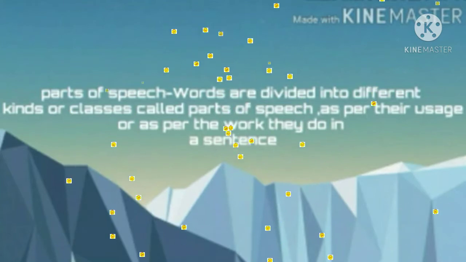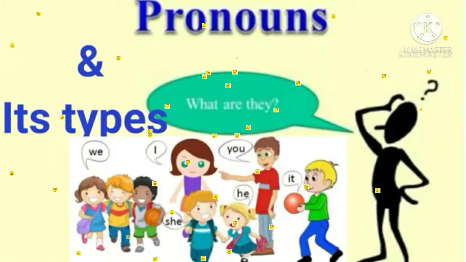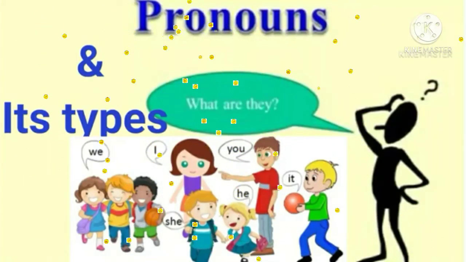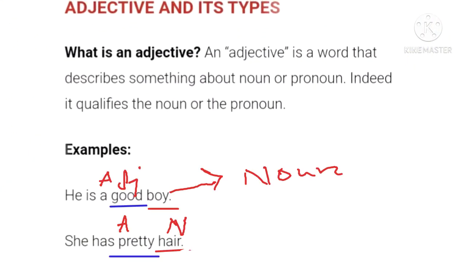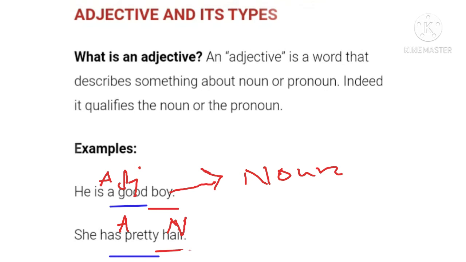So we have already discussed pronoun and preposition. Today let's learn about the adjective and its types. Children, an adjective, as the name suggests, adds to the noun or the pronoun. That means it's a describing word which describes or says more about a noun or pronoun.